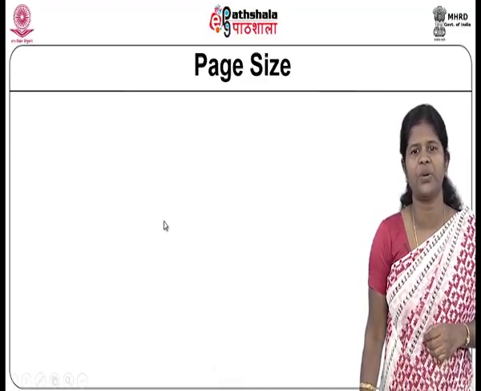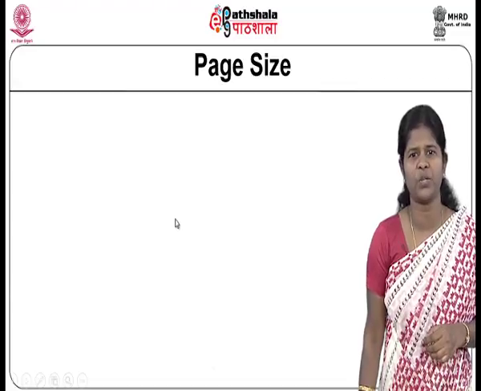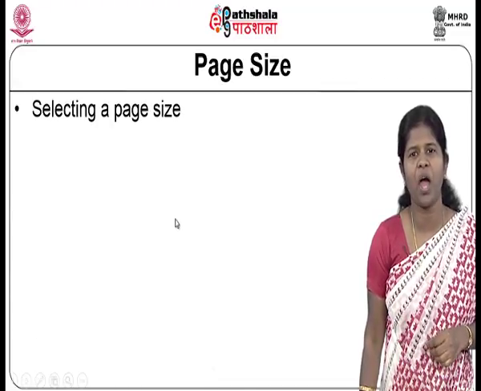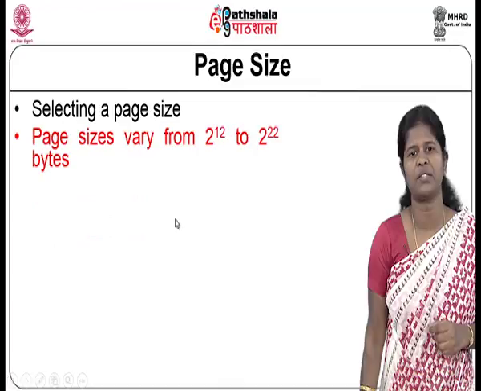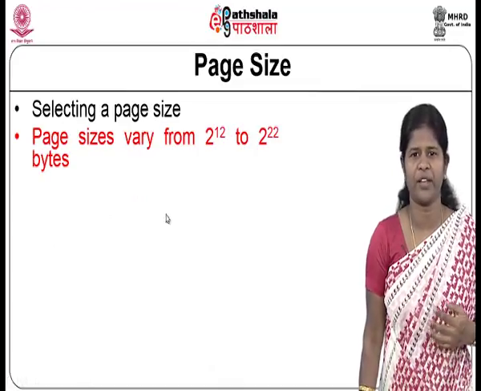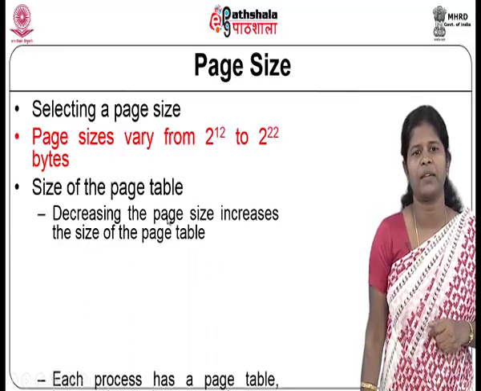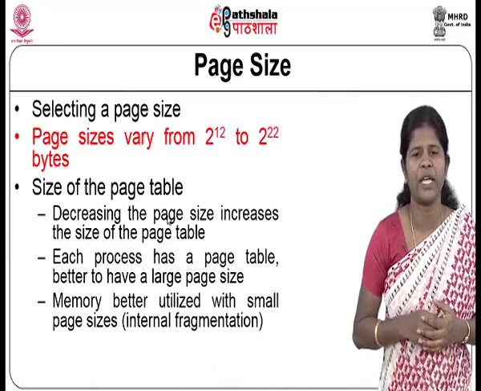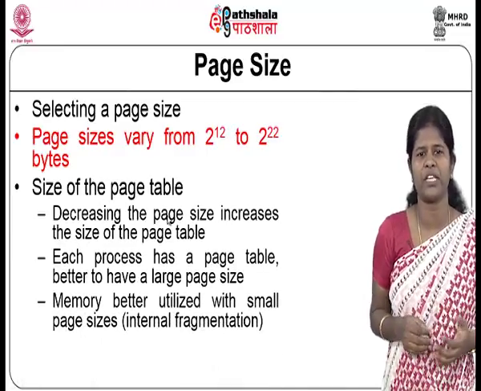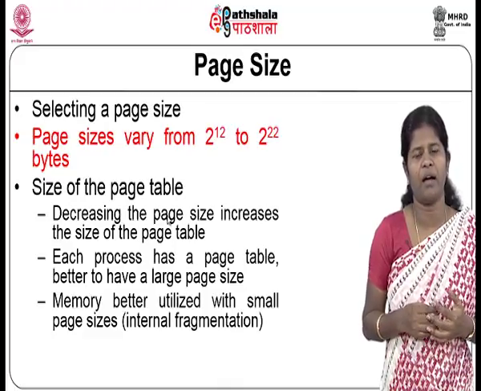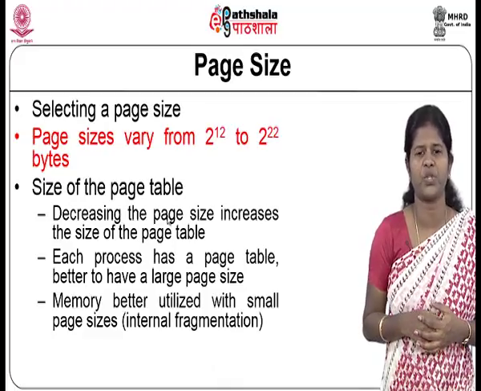So, the next issue is to look at the size of the page. How do we select a page size? Page sizes generally vary from 2 power 12 to 2 power 22 bytes, and there are different issues that you need to look at to decide upon the size of the page.